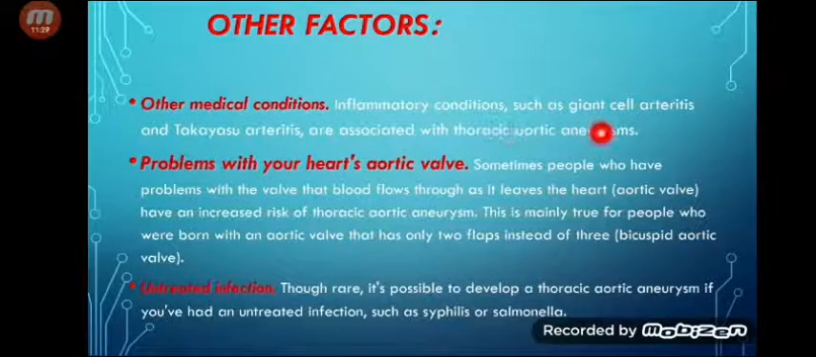Some people who have problems with the valve that blood flows through as it leaves the heart, such as the aortic valve, have an increased risk of thoracic aortic aneurysm. This is mainly true for people who were born with an aortic valve that has only 2 flaps instead of 3, a bicuspid aortic valve.